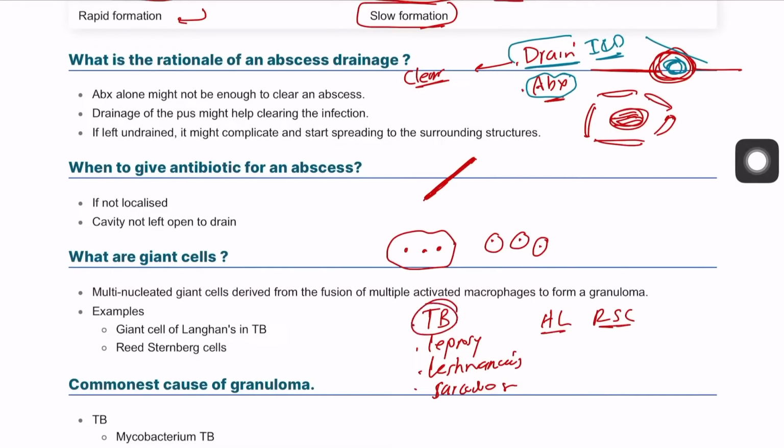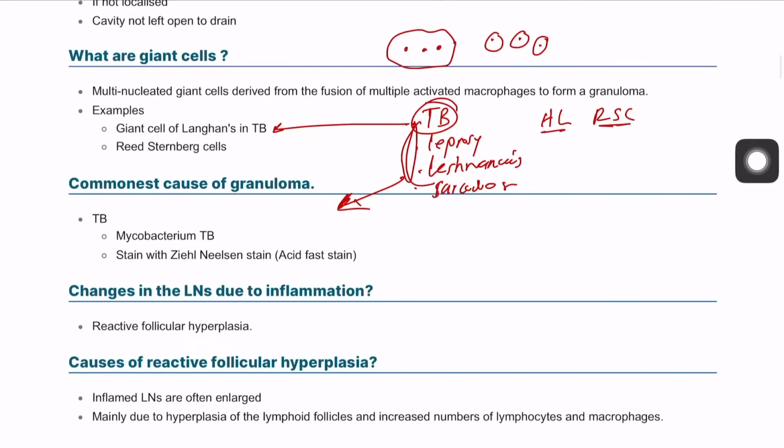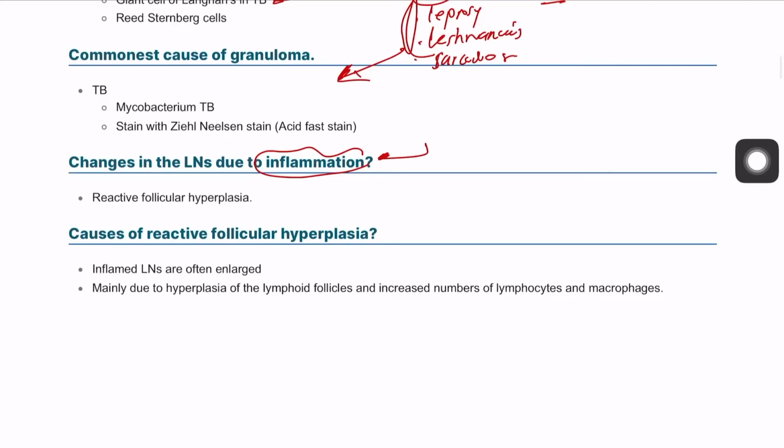In TB, it's called giant cells of Langerhans. The commonest cause of granuloma, Mycobacterium tuberculosis, is the commonest. However, all of those can cause granuloma as well. It changes lymph nodes due to inflammation, something called reactive follicular hyperplasia, and it will be covered somewhere else. The cause of reactive follicular hyperplasia is basically that inflamed lymph nodes are often enlarged anyway, mainly due to hyperplasia of the lymphoid follicle inside it to increase the number of lymphocytes and macrophages.